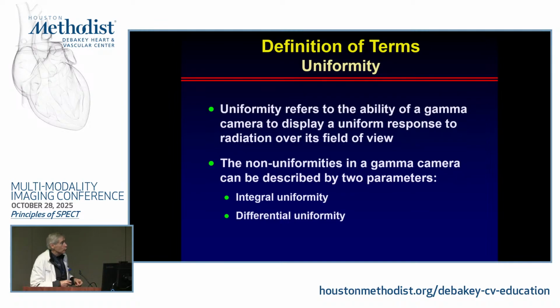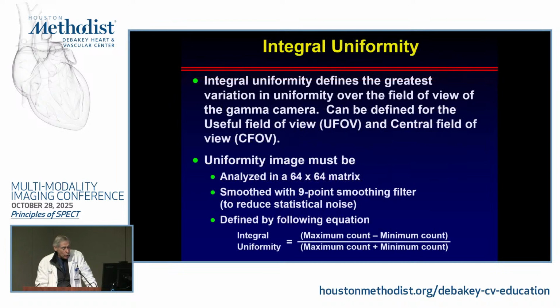And what we generally speaking do is we do several different QC type procedures on images. Integral uniformity and differential uniformity. Integral uniformity looks at the entire head of the camera, the surface of the crystal. Differential uniformity looks at specific lines along horizontal and vertical lines within a given space. So integral uniformity is something we do all the time.